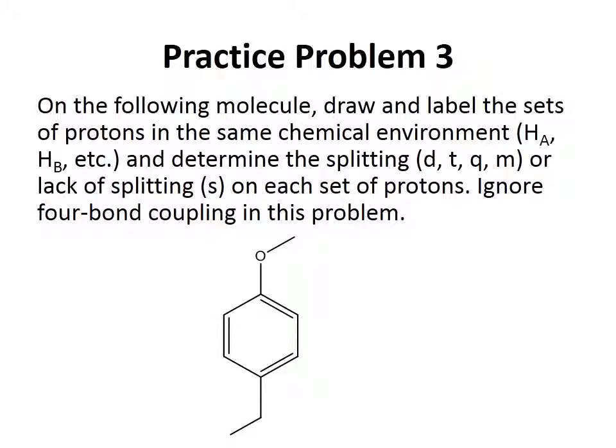Practice problem 3. On the following molecule, draw and label the sets of protons in the same chemical environment, HA, HB, etc., and determine the splitting, D for doublet, T for triplet, Q for quartet, M for multiplet, or a lack of splitting, S for singlet, on each set of protons. Ignore 4-bond coupling in this problem. At this point, you want to pause the video in order for you to work on the practice problem.